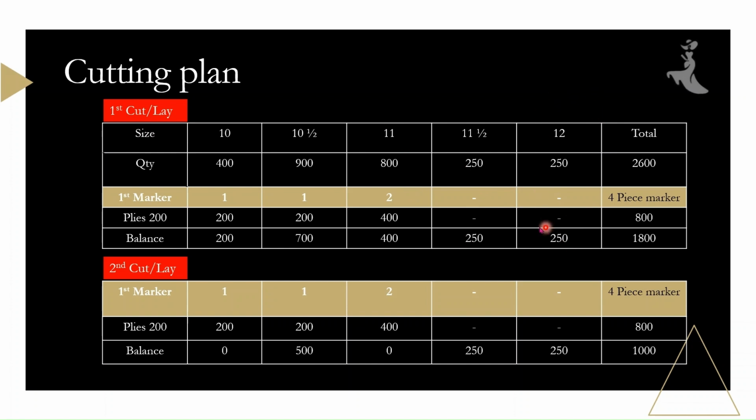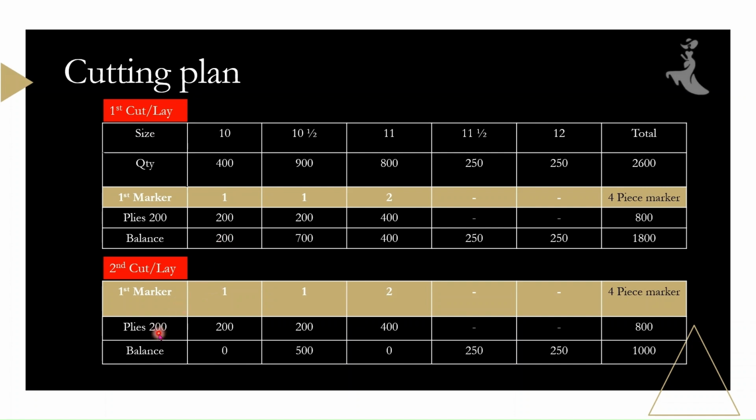Now, can we use this quantity, the balance quantity? Are these three sizes remaining? These sizes, yeah, it's 200, 700, 400. Again, you can use that marker. Again, you have to lay that marker. Now, what's the ply you can lay now? It's made out of the balance quantity. The maximum is 200. Can we lay 200 ply? Yes, we can. There is remaining balance.